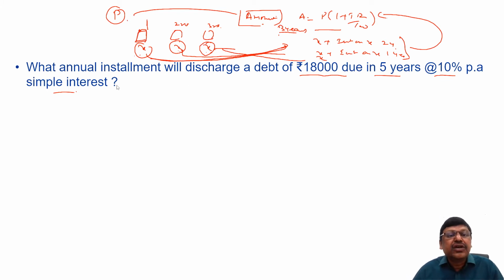Let me explain this using this question now. Here, what annual installment will discharge the debt of 18,000 due in 5 years at 10% per annum simple interest? It is due in 5 years. So let us say instead of taking X, if I take 100, we can take X and also do it. That also will work. Now, each installment, say 100 rupees, is the annual installment.